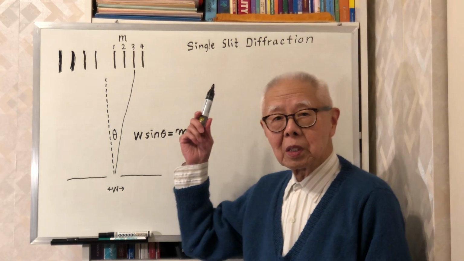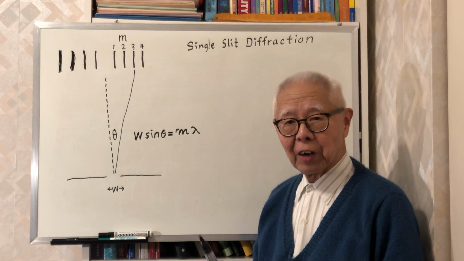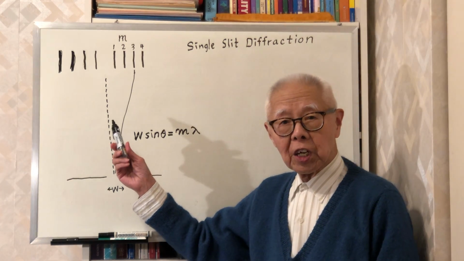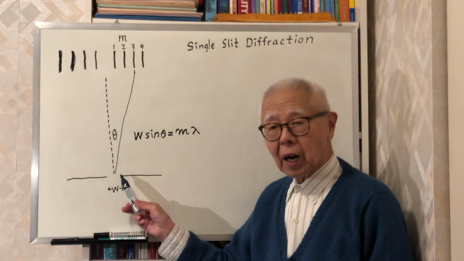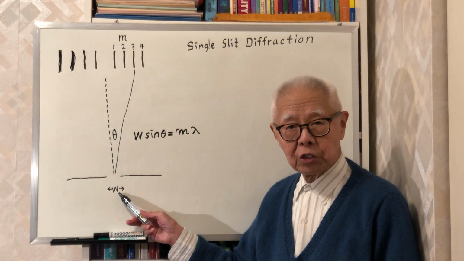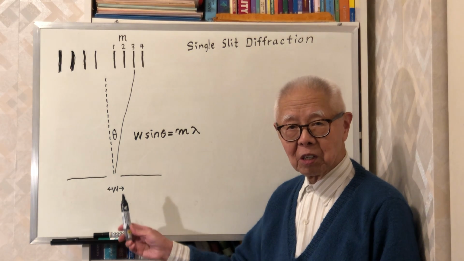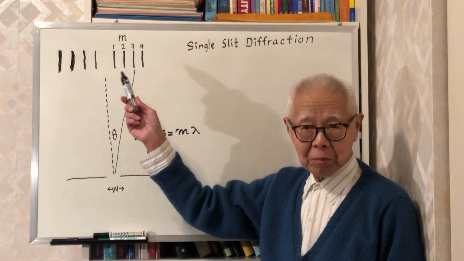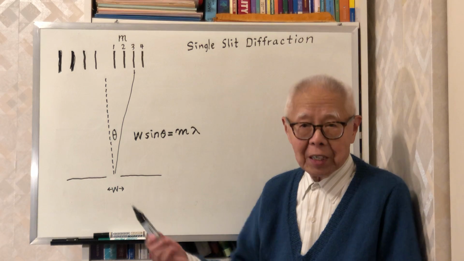Today we talk about single slit diffraction. This is a drawing of the setup. I have a single slit here. The width of the slit is W. And the light comes through the slit and makes a pattern. The pattern may be on a screen or on a wall or whatever.